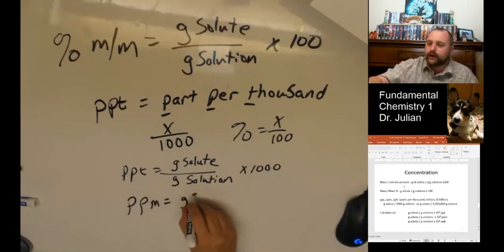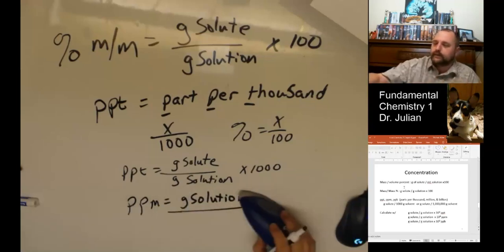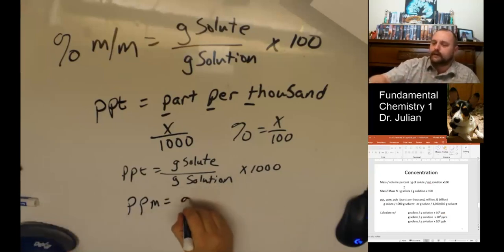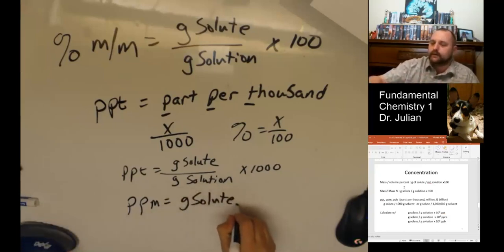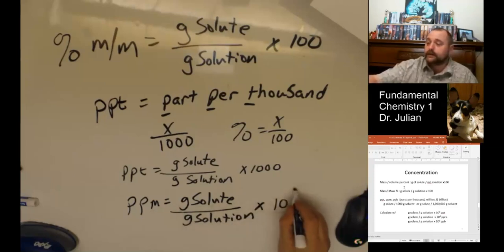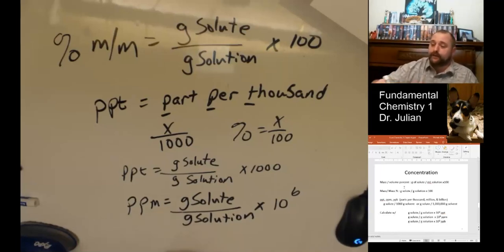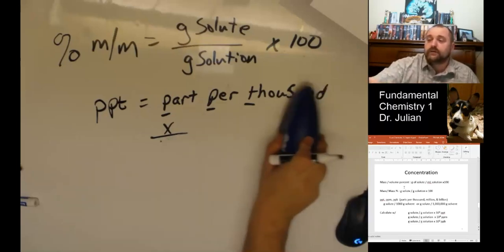So ppm would be grams of solute, what we're interested in, over grams of solution, the total, times M being a million, 10 to the 6. All right. So now instead of multiplying by 100, we're multiplying by 10 to the 6. It makes it look a lot scarier. So then we have even ppb, part per billion. All right. It's x over a billion.